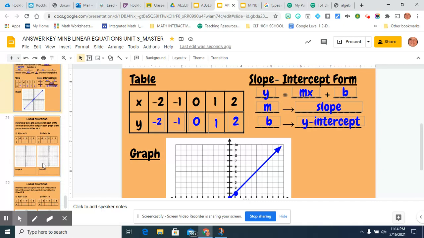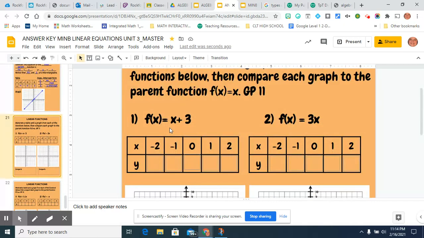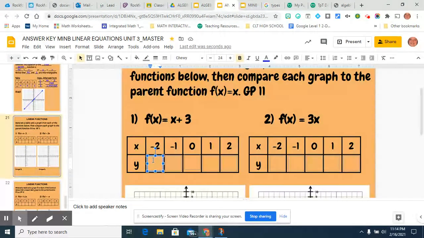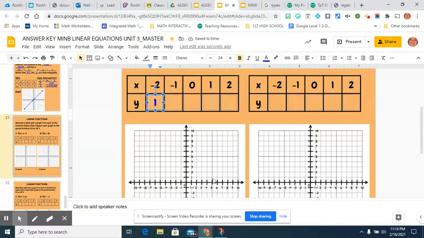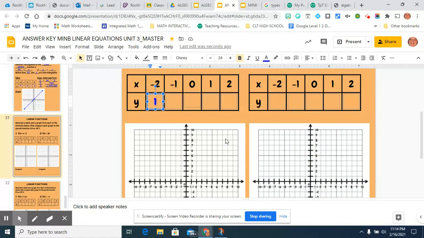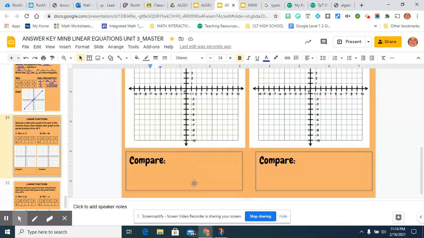Okay, so next page, you're going to be comparing stuff. I've given you different functions. You need to build the tables. So here, if I put the -2 in for x, -2 plus 3 would give me 1. So I'd go in here to this box, and I would put 1. And I'm going to go through and find all of those, and then I'm going to build my points on here, connect the lines.